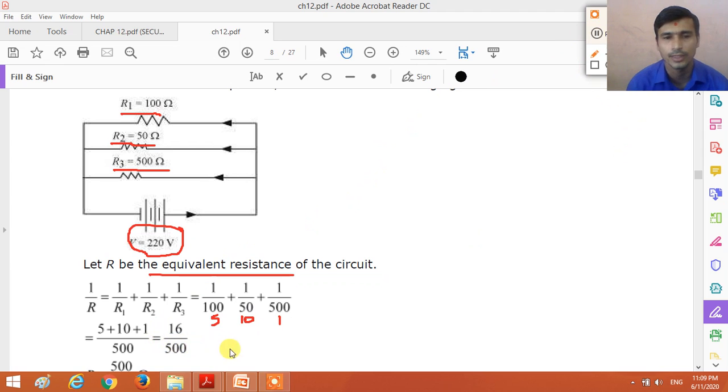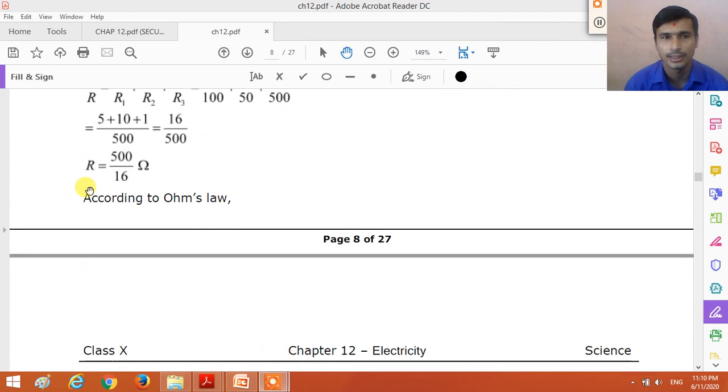So what is the equivalent resistance? 1 by R is equal to 16 by 500, so taking the reciprocal, we get the equivalent resistance R is equal to 500 divided by 16 ohm, right? So this way we can calculate the equivalent resistance when all the three appliances are connected in parallel. So we get equivalent resistance R is equal to 500 by 16 ohm.